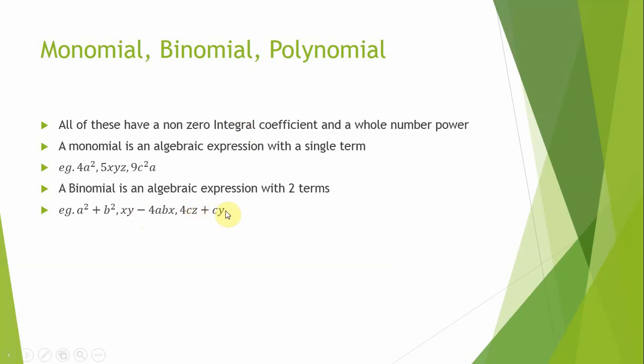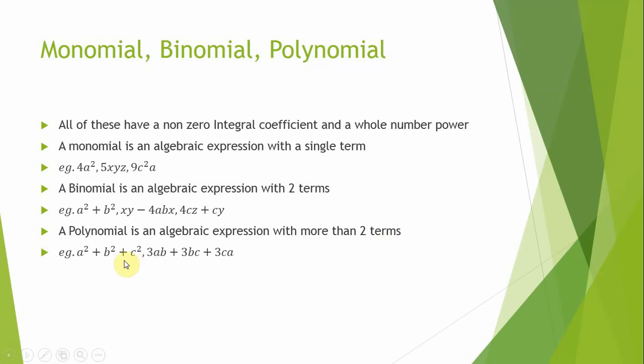Now, a polynomial is basically an algebraic expression with more than two terms. So, examples would be a squared plus b squared plus c squared, 3ab plus 3bc plus 3ca. Coefficients in this expression would be 1, 1 and 1, and the powers would be 2, 2 and 2. The coefficients here would be 3, 3 and 3, and the powers would be 1 for all of the variables.